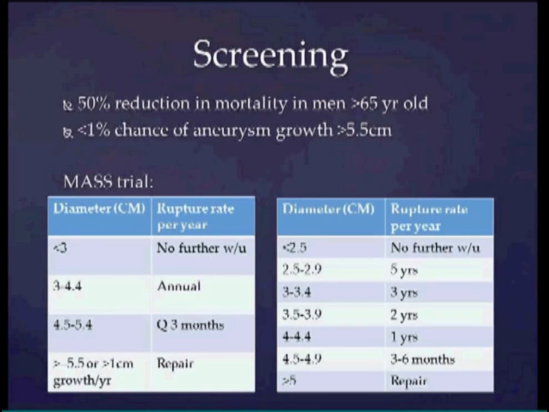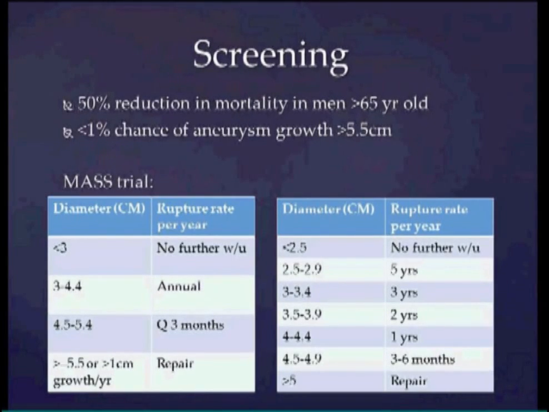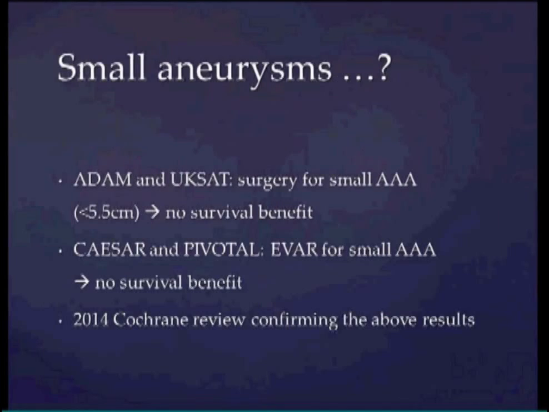And then if it's beyond that, or if there is a 1 centimeter growth per year, or half a centimeter per 6 months growth of the aneurysm, then it should be repaired. And the MASS trial showed that the chance of aneurysm growth will be less, and then there will be a 50% reduction in mortality in men who have aneurysm and are older than 65 years old. So screening is important. How about small aneurysms?